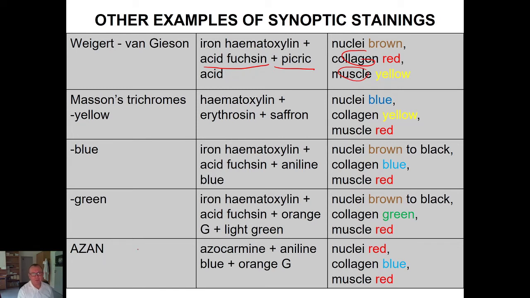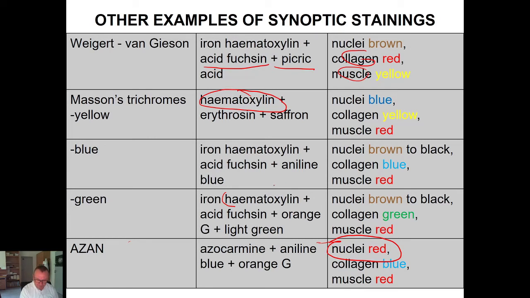Azan is the only one of these 5 methods in which another basic dye is used. Instead of hematoxylin, there is azocarmine used, and that's why nuclei stained by the azan method are red. In all other techniques, nuclei are stained with hematoxylin, which can be either brown to black if it's iron hematoxylin, or blue if it is normal hematoxylin used in hematoxylin and eosin staining.